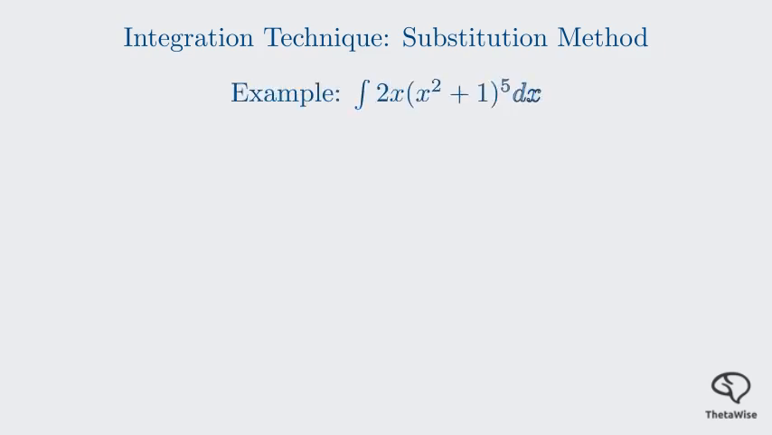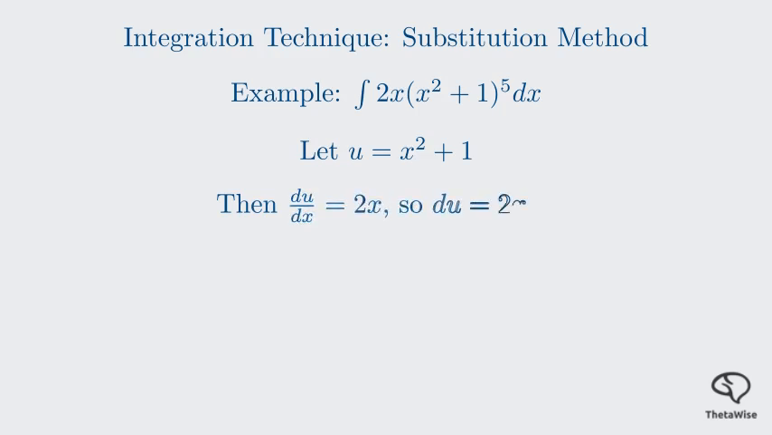Let's work through an example. Consider the integral of 2x times the quantity x squared plus 1, all to the power of 5. Notice that the derivative of the inner function, x squared plus 1, is 2x, which is also present in the integrand. This is a perfect candidate for substitution. Let's set u equal to x squared plus 1. Now we need to find du. The derivative of u with respect to x is 2x. Rearranging, we get du equals 2x dx.